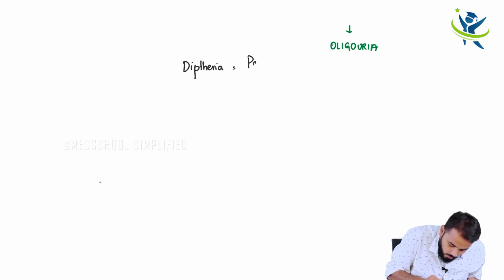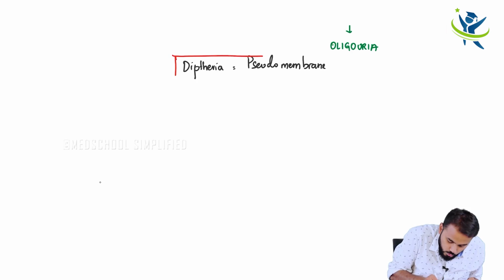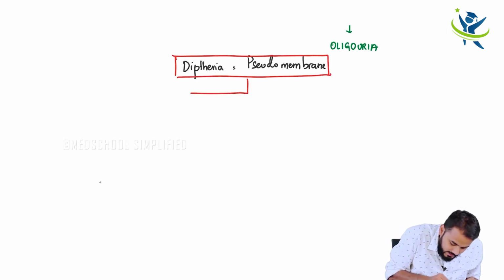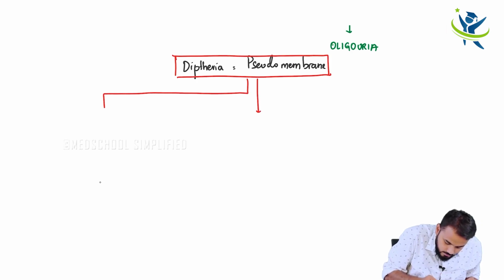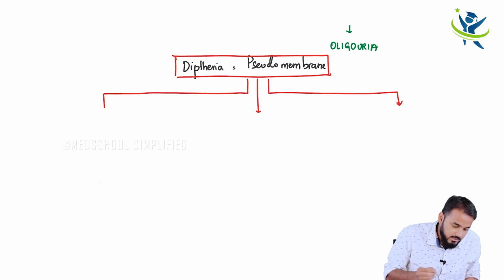Diphtheria, it forms pseudomembrane. We are clubbing up all the things to avoid the confusion, guys. Diphtheria, this forms what? Pseudomembrane. Okay, so diphtheria mainly affects three parts. What are these three parts?